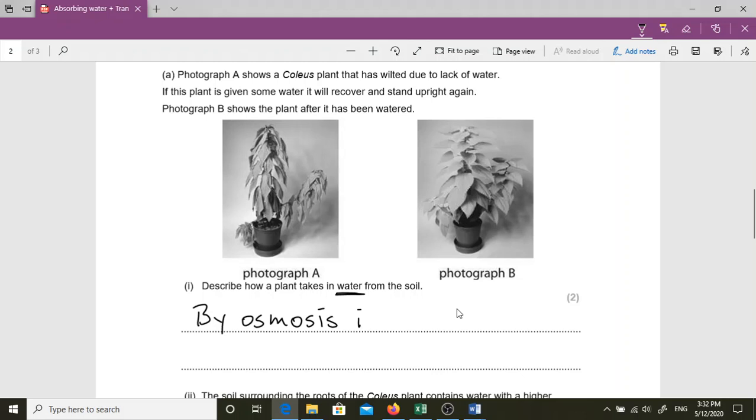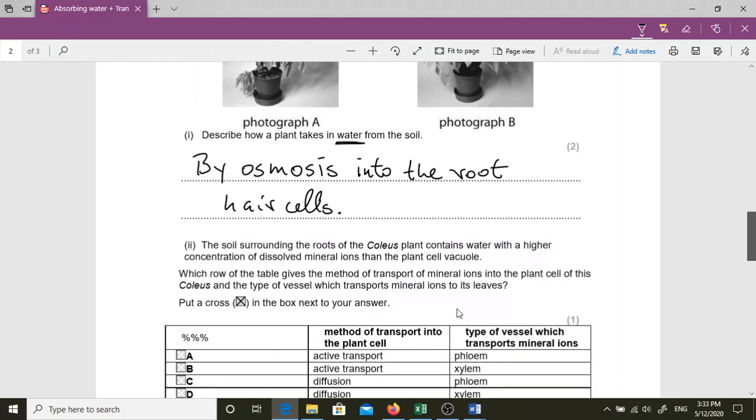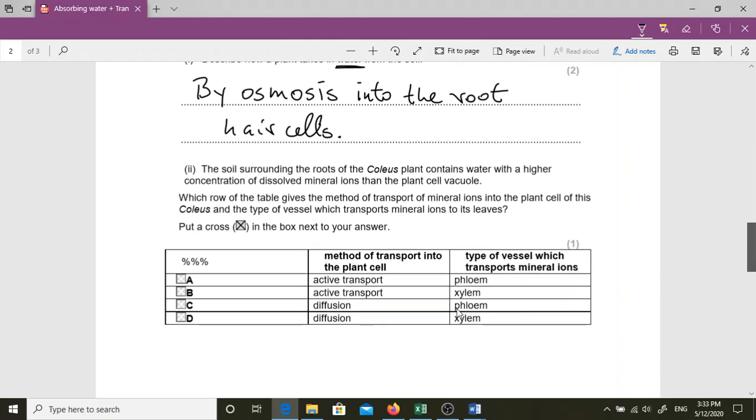And then we need to talk about where the plant takes it in. The bit of the plant that takes in the water is the root. To be more precise, the root has cells. So by osmosis into the root hair cells. Okay, and that is our 2 marks here. If you wanted to, you could also add here the semi-permeable membrane, that the water needs to go through that, but we don't necessarily have to because it's only 2 marks.